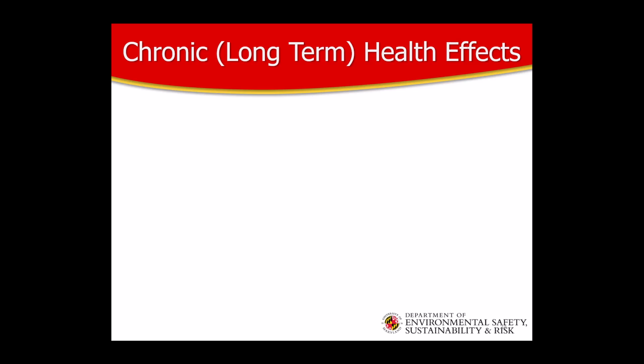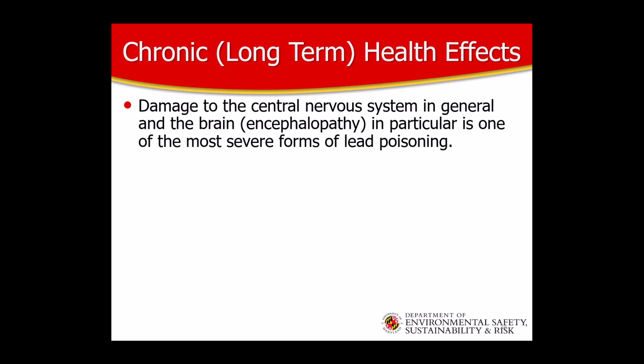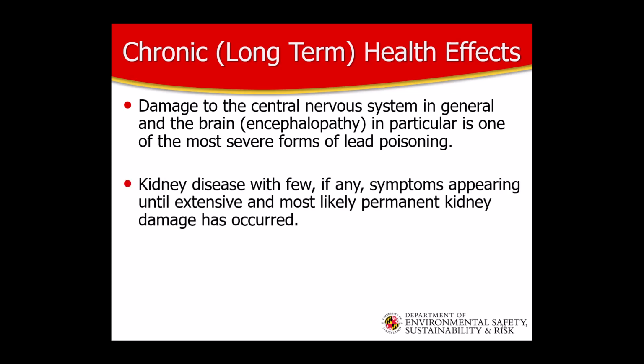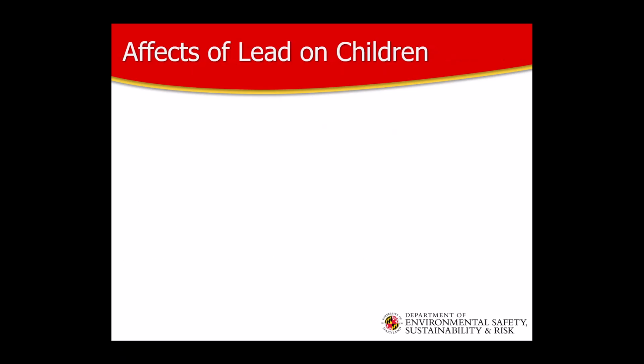Some of the more common chronic health effects are damage to the central nervous system in general and to the brain. Chronic overexposure to lead also results in kidney disease and can impair the reproductive systems of both men and women. How lead affects children is a major concern.